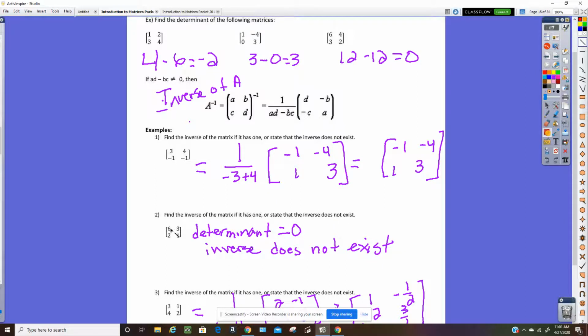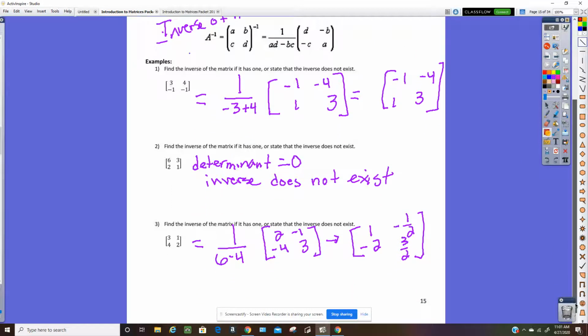So this one is 6. 6 times 1 is 6. Minus 6 is 0. So the determinant is 0. So the inverse does not exist. I can't do an inverse of this matrix because I would have 1 over 0. I'd be dividing by 0. And so they call this a singular matrix when it doesn't have an inverse. So this would be a singular matrix. It does not have an inverse.